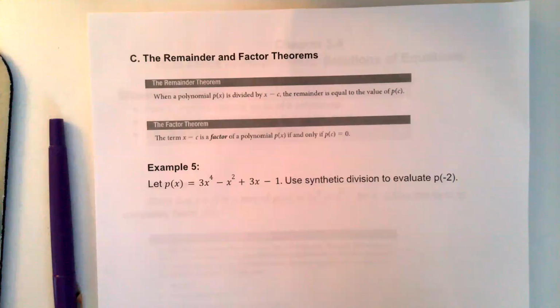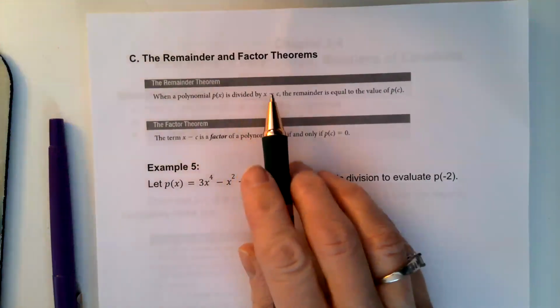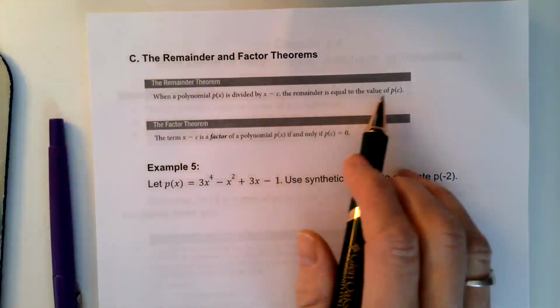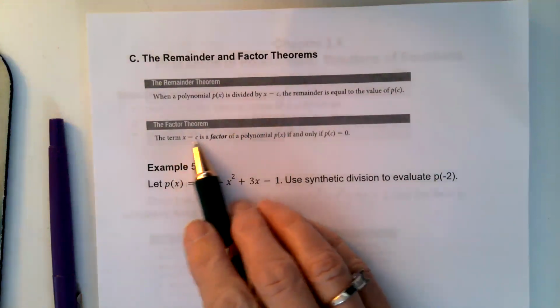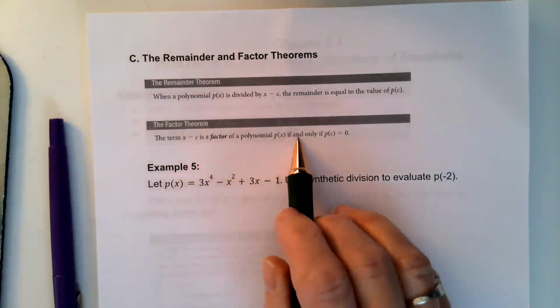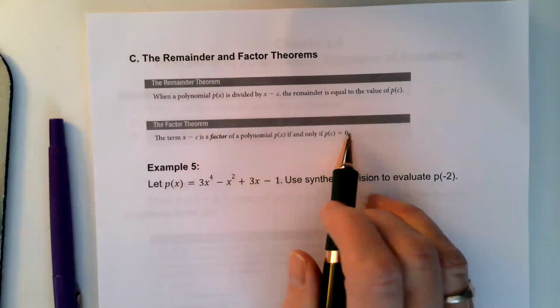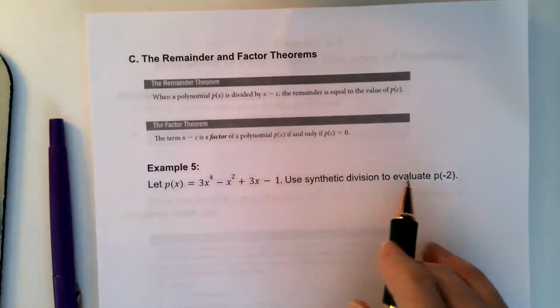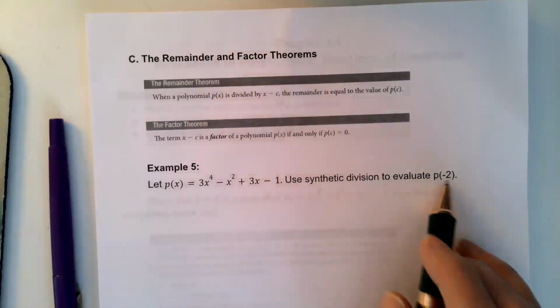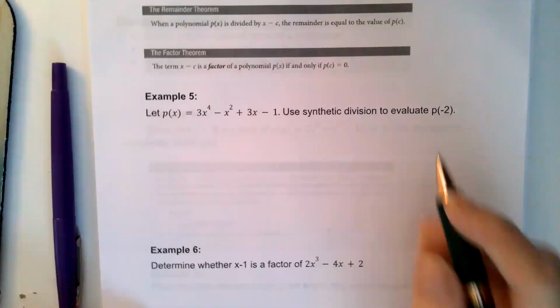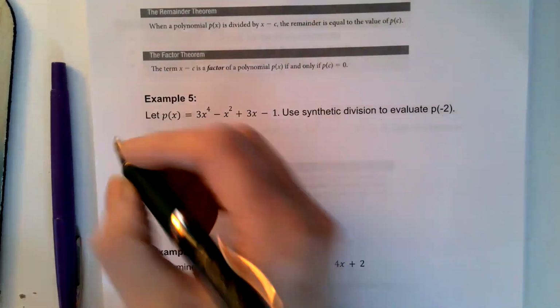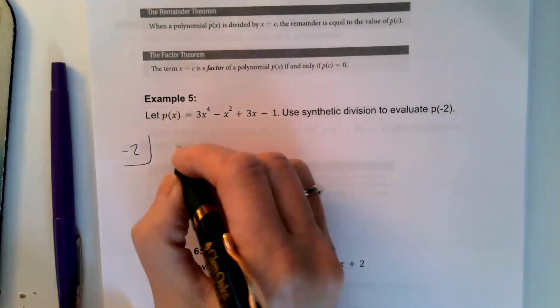Okay, let's look at the remainder theorem. The remainder theorem says when a polynomial is divided by x minus c, the remainder is equal to the value of p of c. The term x minus c is a factor of a polynomial if and only if p of c is equal to 0. So it says use synthetic division to evaluate p of a negative 2. So that means negative 2 is my c. So I'm going to do a negative 2 here, and then I'm going to write 3 as my coefficient.